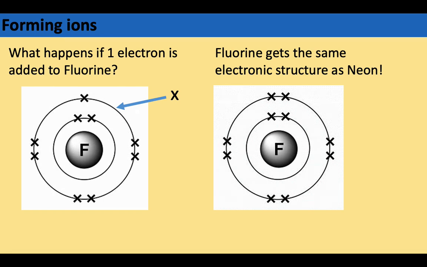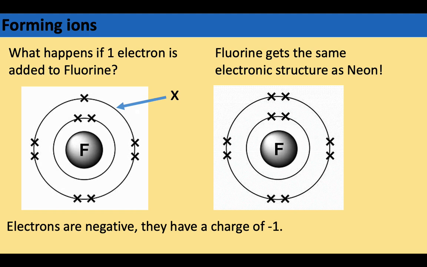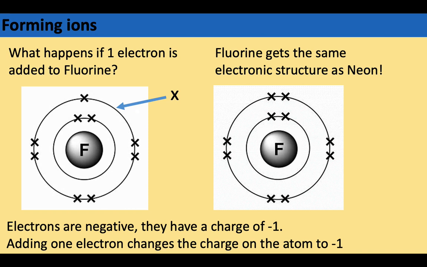Okay, now all elements want to do this. This is what makes elements reactive. They are trying to get that full outer shell. So electrons are negative. They've got a charge of -1. So if we were to add an extra -1 onto fluorine, that's in effect what we're doing. It's going to change the charge on our atom. It's going to give our atom a -1 charge.